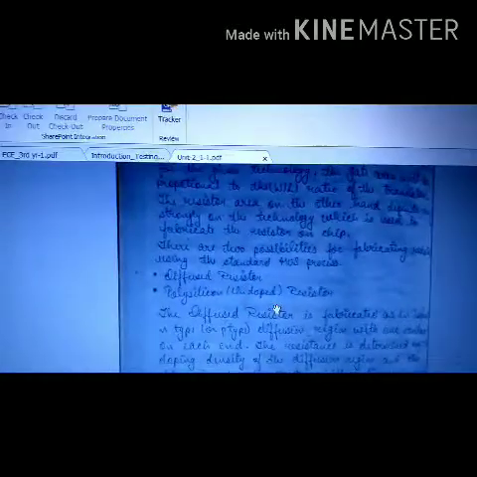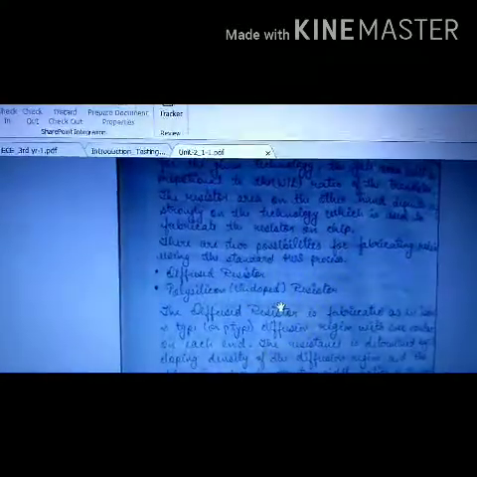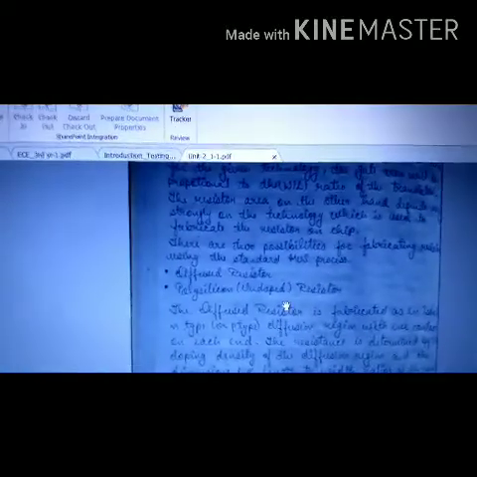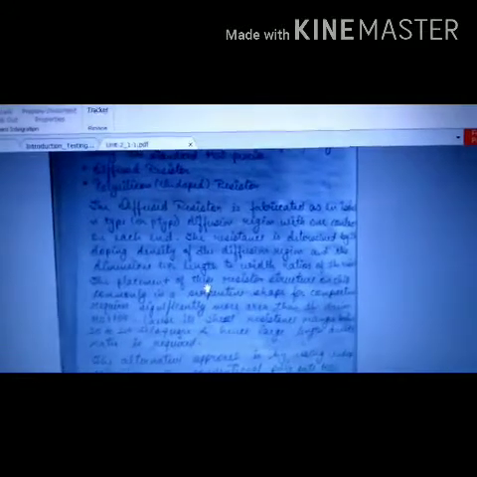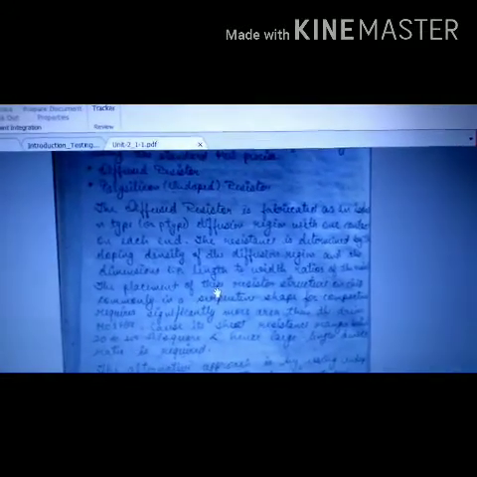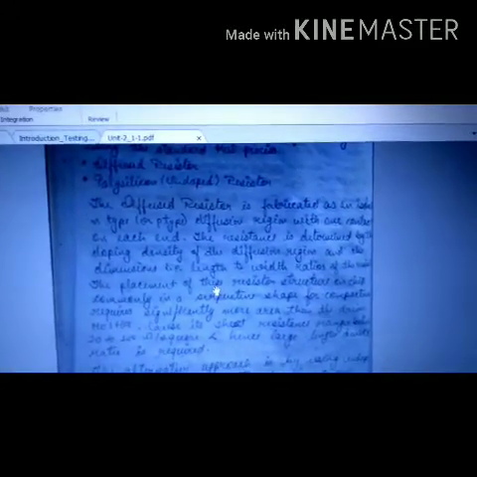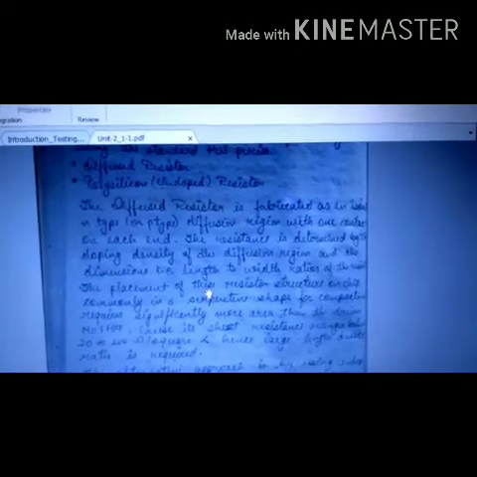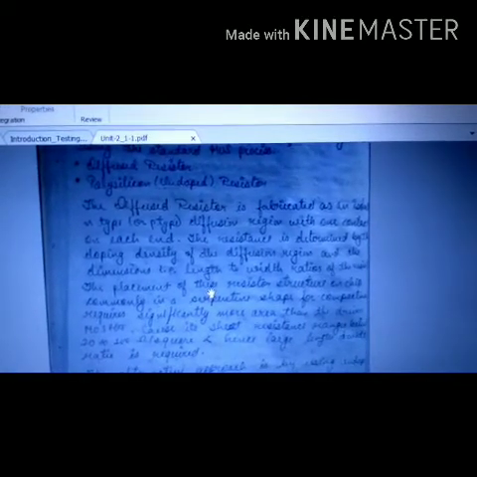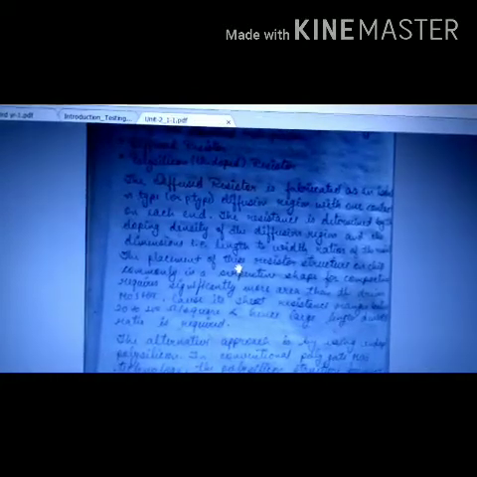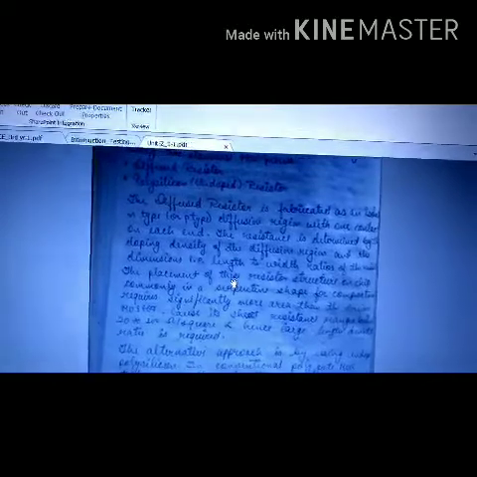And these are diffuse resistor and polysilicon or undoped resistor. Now, what is a diffuse resistor technology? Diffuse resistor is fabricated as an isolated n-type or p-type diffusion region with a contact on one end each. So it will be a diffusion region of either p-type impurity or n-type impurity with contacts on both the sides.